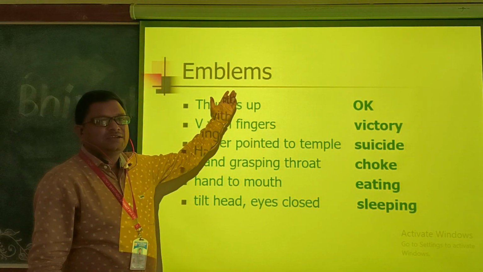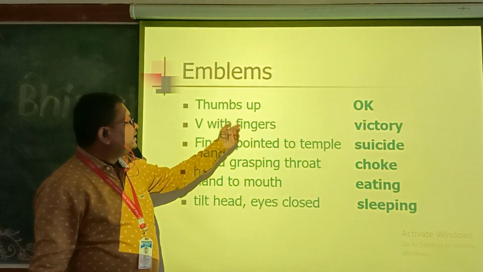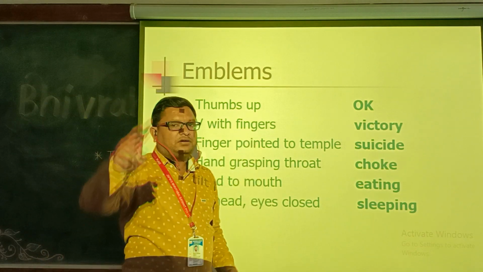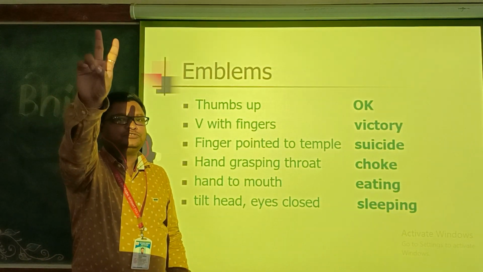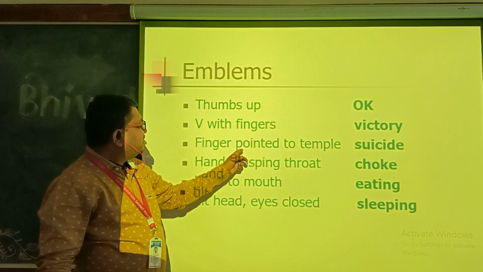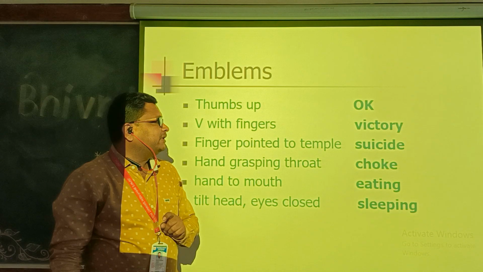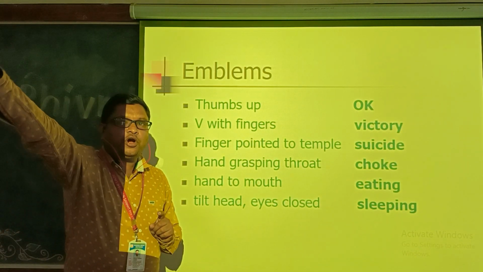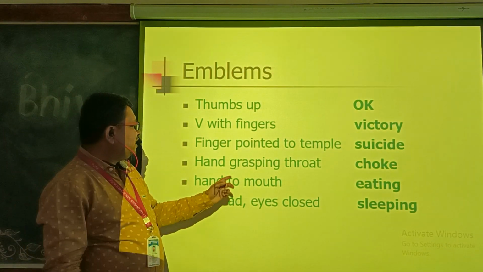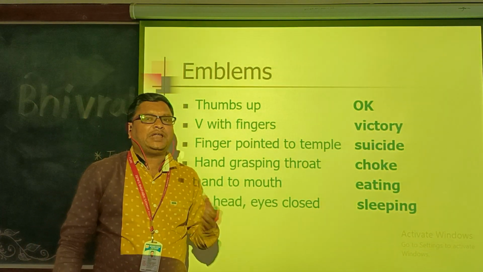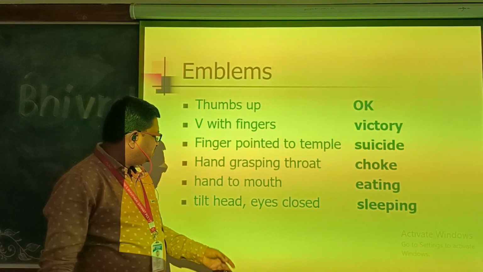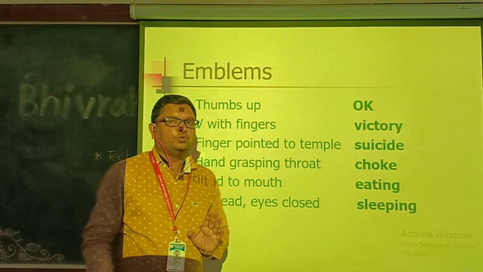That is, emblems are there, sir. Emblems like thumbs up sign indicates okay. Then V finger, victory finger. When there's a victory, we use fingers like this as the victory sign. Then finger pointed to temple, right? When we point this finger to the temple, it says that you are going to commit suicide. Hand grasping throat, choke like this. Right? Then hand to mouth. Then tilted hand, eyes closed, sleeping.